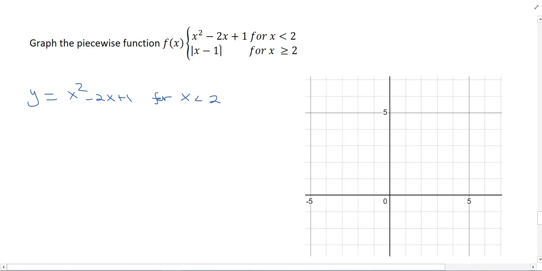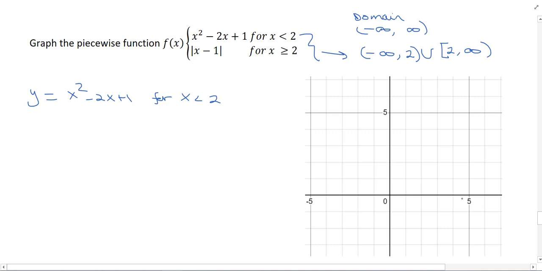Because I only have two pieces, that means the domain, meaning minus infinity to infinity, has been split into two pieces: the values for when x is less than 2 and the values when x is greater than or equal to 2. So essentially, my piecewise function is splitting the domain into minus infinity to 2 and then 2 to infinity. And so 2 is what I call the split point.